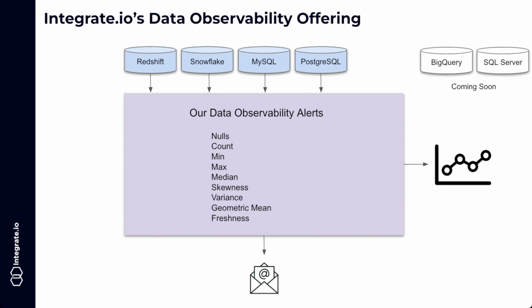Our data observability supports Redshift, Snowflake, MySQL, and Postgres, with BigQuery and SQL Server supported later this year. We support the following alert types for nulls, count, min, max, median, skewness, variance, geometric mean, and freshness. And we have graphs of the alerts triggered, and we send alerts to a list of email addresses.